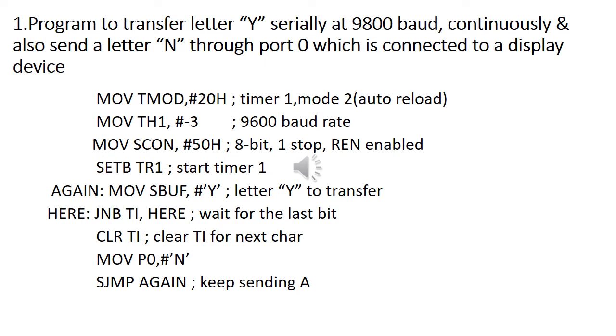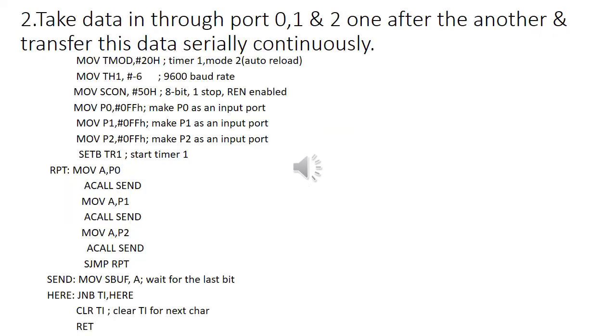So once it is set to 1, you are going to clear this transmit interrupt in order to transfer the next letter. The next letter is Y. After that, you are going to take the ASCII value of that letter N in port 0. Then you are going to short jump to a label called again. This process you are going to repeat for an infinite number of times.